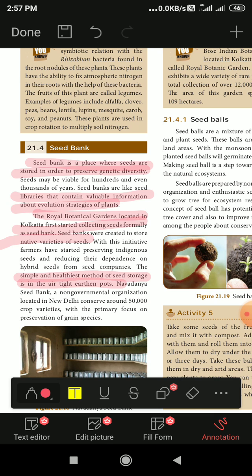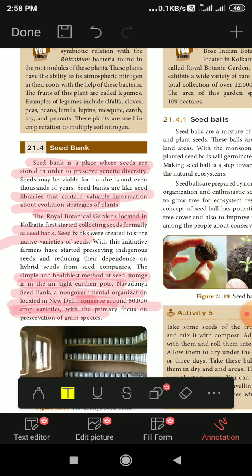Navadanya Seed Bank, a non-governmental organization located in New Delhi, conserves around 50,000 crop varieties with the primary focus on the preservation of the grain species. So these are the peculiarities of the seed bank. So the Navadanya Seed Bank is a non-governmental organization where it stores 50,000 varieties of crops. And the Royal Botanical Garden located in Kolkata gives the full information about the varieties of the seeds they have stored in their bank.